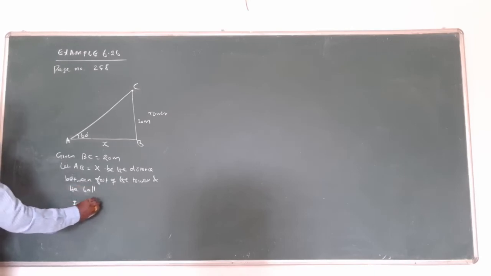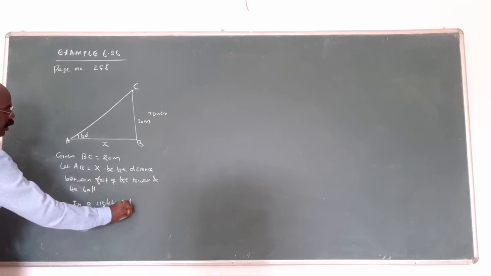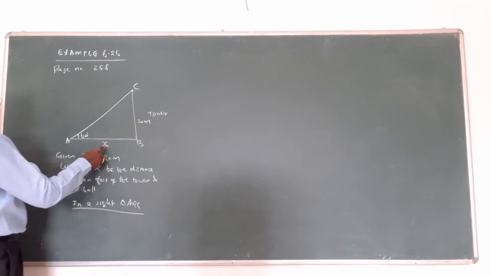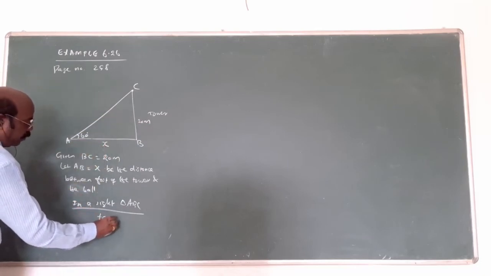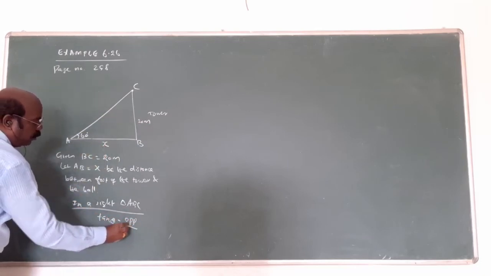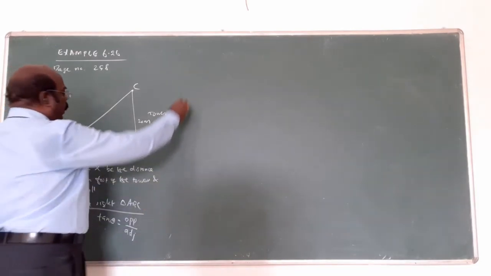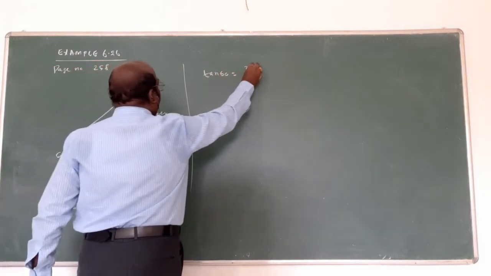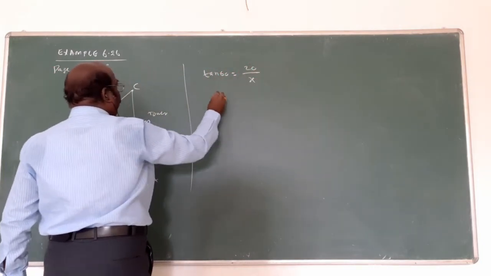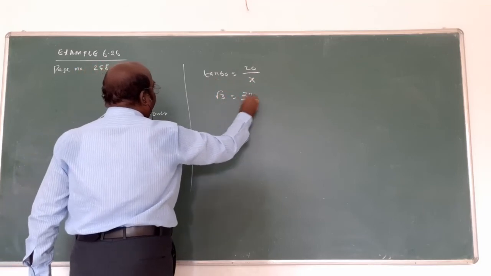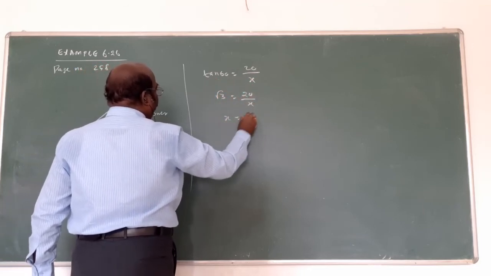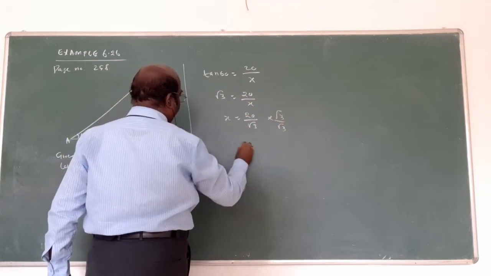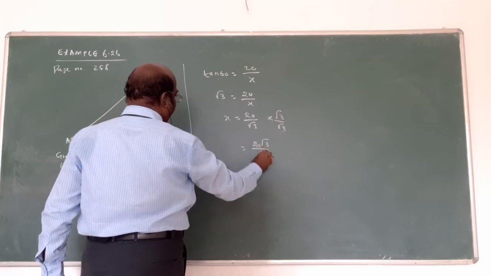In the right angle triangle ABC, again the opposite side 20 is given and x is asked. Tan formula only. That is the formula. Now substitute: tan 60 is equal to opposite 20 by x. The value of tan 60 is what? Root 3. We want x, so x equals 20 by root 3. Do I have root 3 in the denominator? No. So multiply by root 3, and 20 root 3 by 3 is the answer.